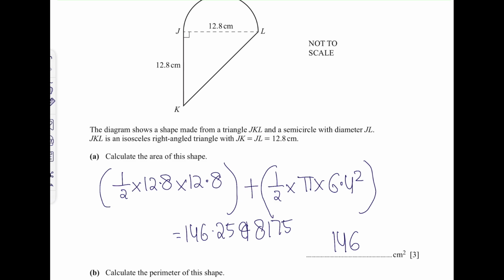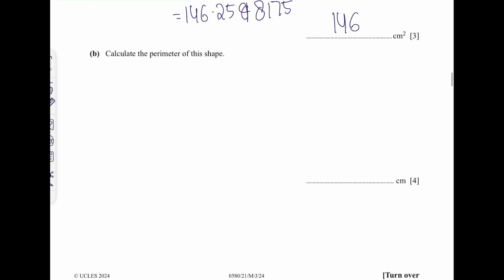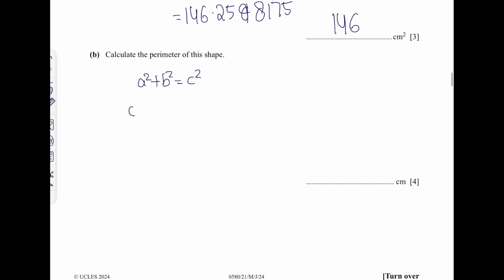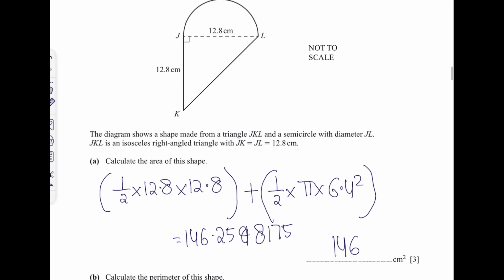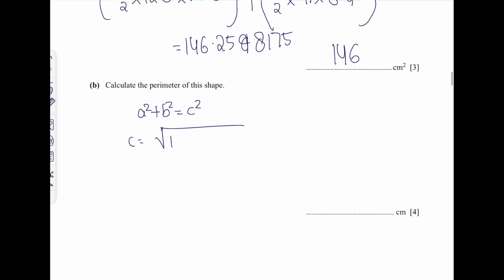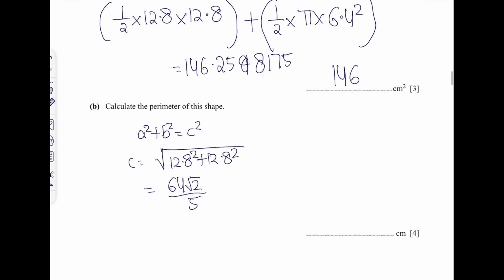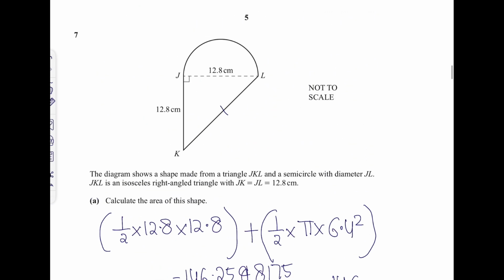Now for the perimeter of the shape, I would need the length of LK, which uses Pythagoras theorem, because Pythagoras theorem is a squared plus b squared is c squared. So in order to find c, I would do the square root of 12.8 squared plus 12.8 squared. The exact value in my calculator shows 64 over 5. This is the exact value. I'm using this so that I can get an accurate answer. That's one length of the perimeter.